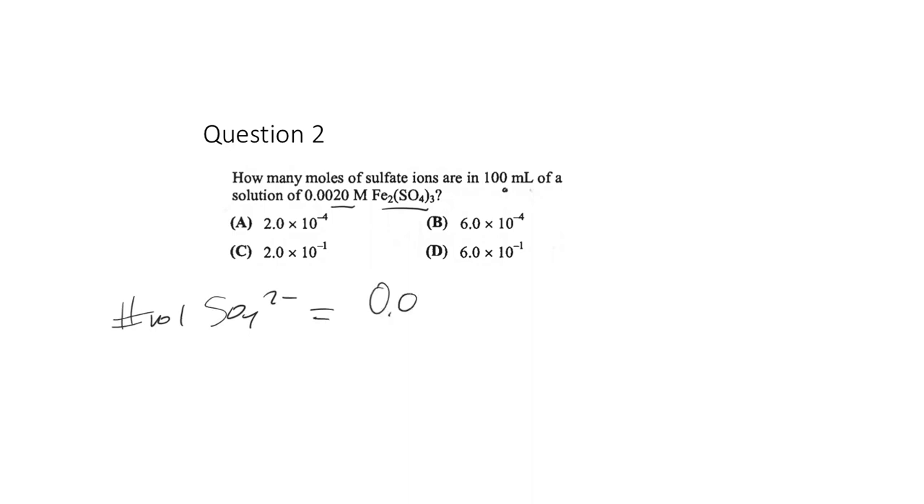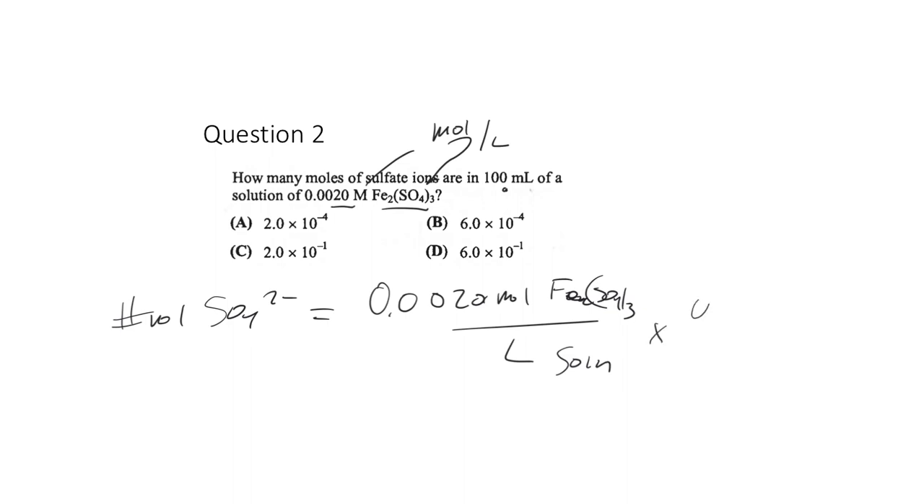I'm going to take my 0.00200, just 1 0. Now, this is mole of this per liter. So that's moles of Fe2SO4 per liter of the solution. And then we have 100 milliliters. Let's just do 3 zeros. So just expressing this in liters. So our volume cancels.